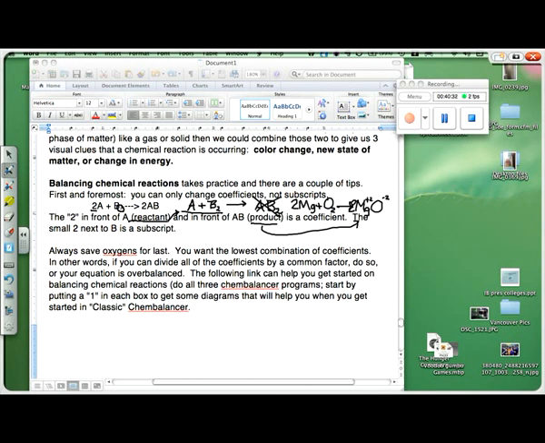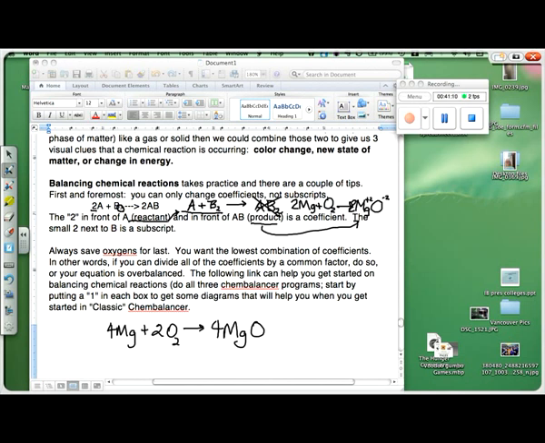Always save oxygens for last. All right. That's a tip. They are often in several compounds, and they can be a problem. You want the lowest combination of coefficients. So you don't want something like, let me just take this example here. You don't want to end up with this. It's not exactly wrong. It's just what we call overbalanced. And when you try these little programs that I'm about to show you, this would be judged incorrect, because you need to divide all those coefficients by 2.